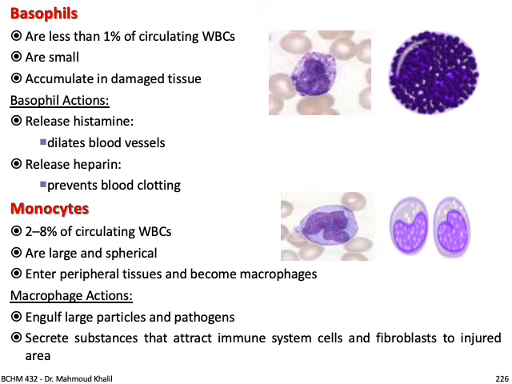Monocytes are 2 to 8% of white blood cells, large and spherical. They enter the peripheral tissue and differentiate into macrophages. Their action is to engulf large particles and pathogens, and secrete substances that attract immune system cells and fibroblasts to injured areas.